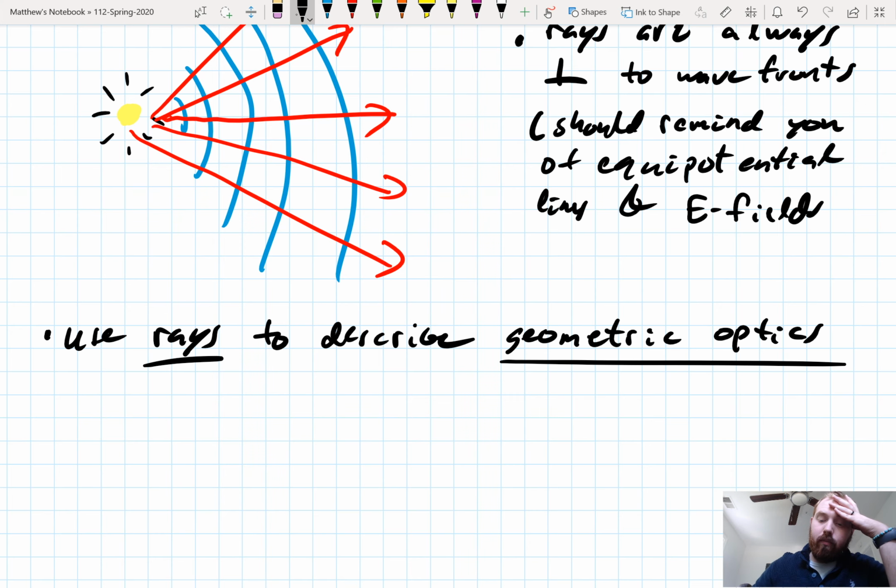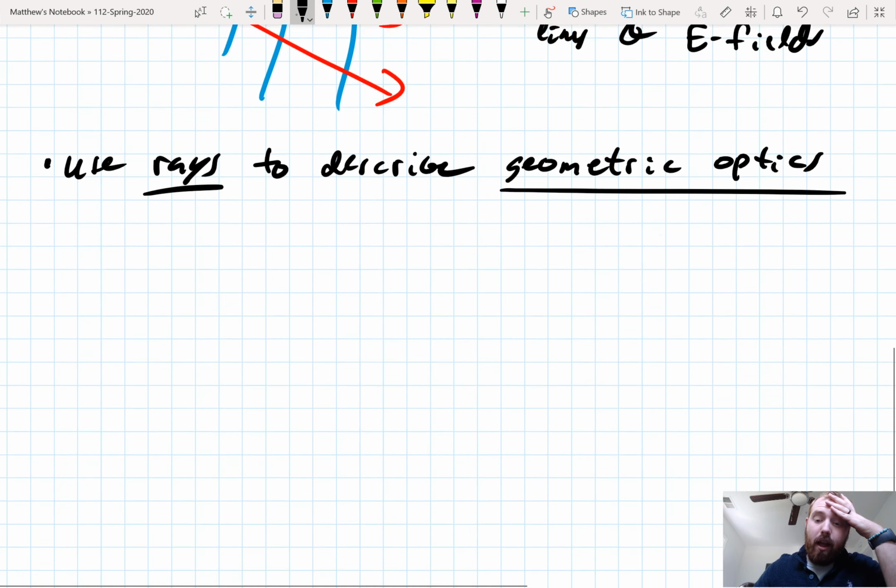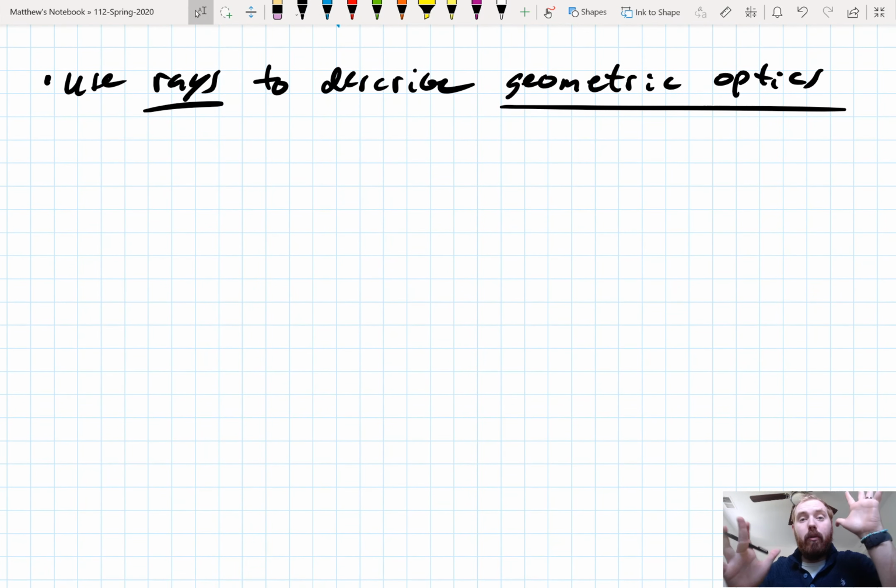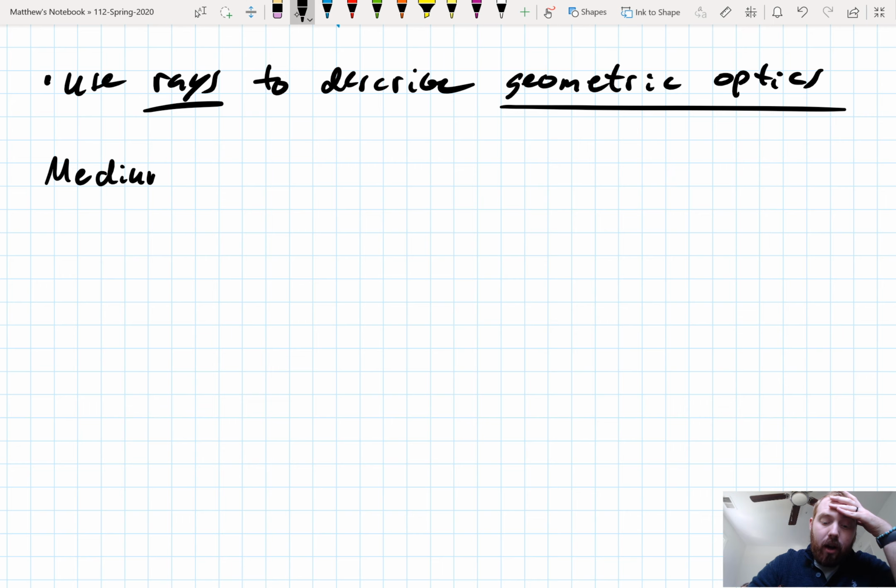So let's start defining new sets of problems that we're going to tackle. And the first thing we have to say, we need to establish what are our rays traveling through. So our waves are going to travel through some kind of medium, right? And that's going to be whatever material the rays are traveling through.